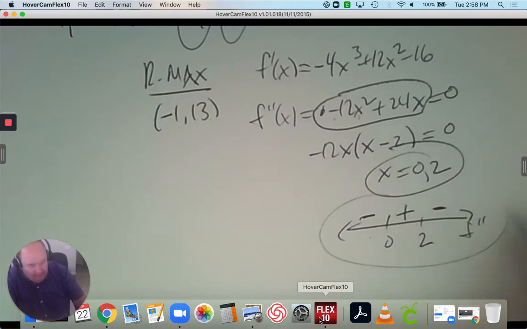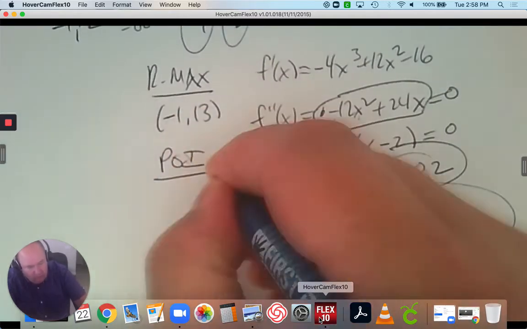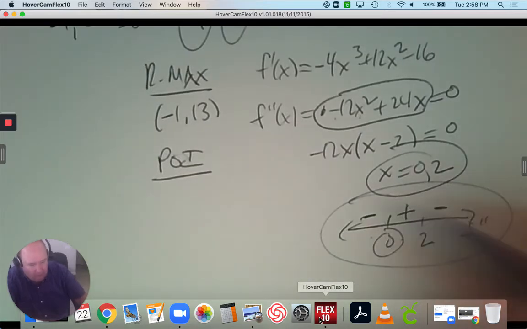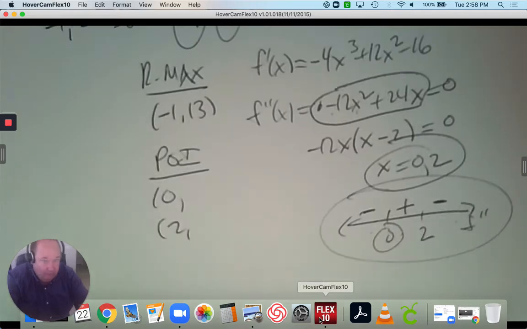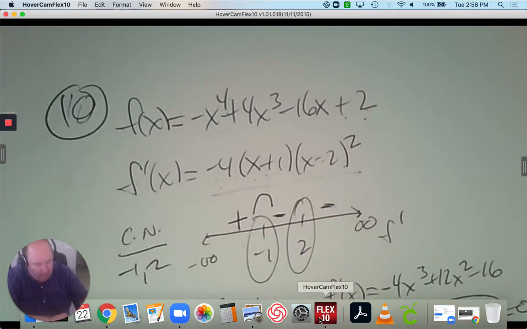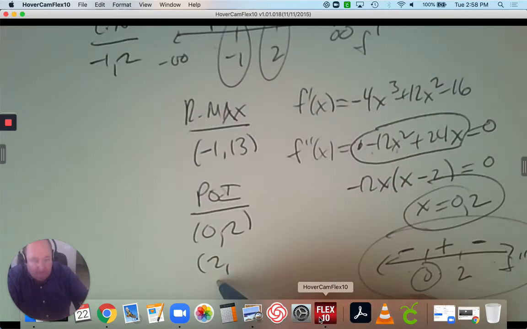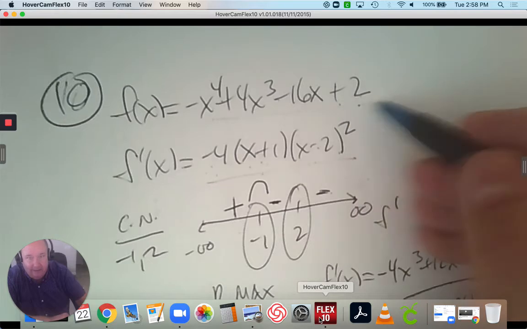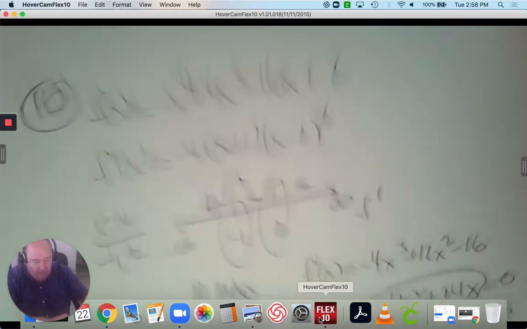This is concavity. So where it changes is called a point of inflection. So we have 2 points of inflection, 2 places where it changes. So at 0 and at 2 are points of inflection where the concavity changes. So if I plug 0 in, (0, 0) is a point of inflection. And then I do the same thing for 2. Plug that in here for the y value. And 2 gives me negative 14. You'll have to trust me.